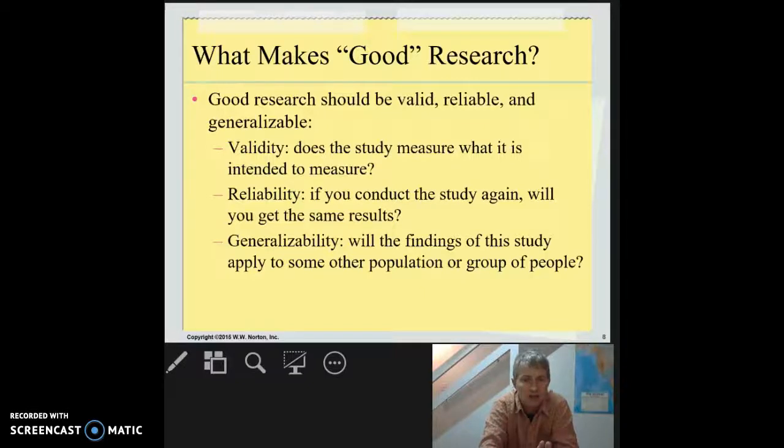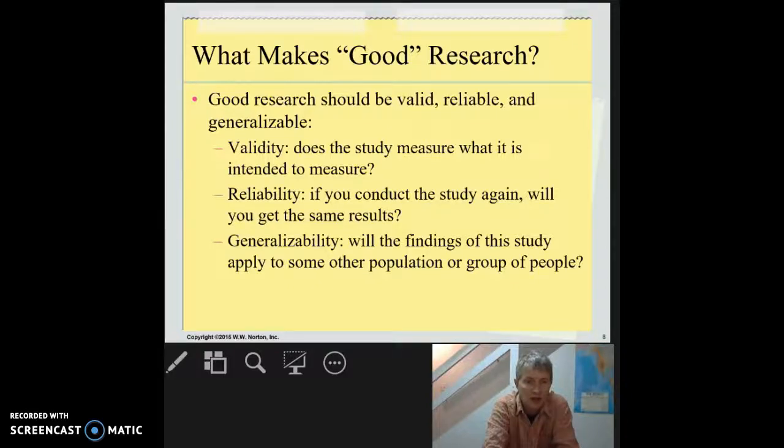Validity is actually looking at whether the study measures what it is intended to measure. Do you get it right? If you're throwing darts at the dartboard, are you hitting the bullseye each time? Reliability, on the other hand, it's not even talking about validity. It's just looking at whether the study can be conducted time and time again and get the same results.